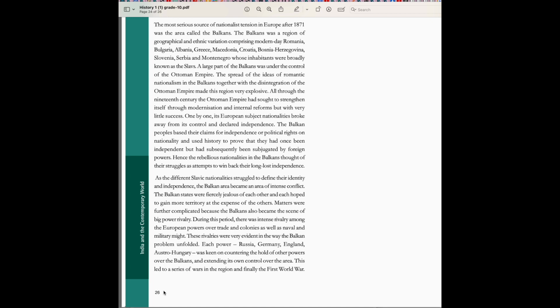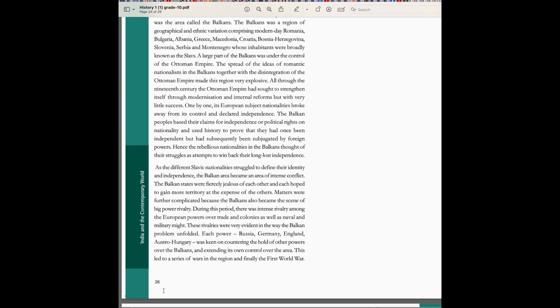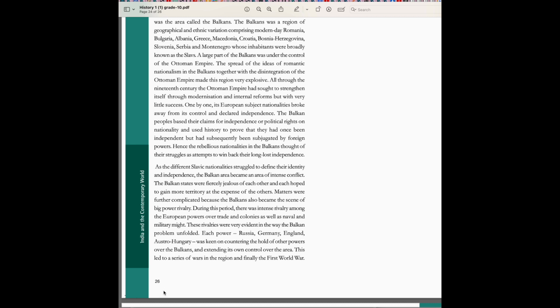During this period, there was intense rivalry among the European powers over trade and colonies as well as naval and military might. These rivalries were very evident in the way the Balkan problem unfolded. Each power, Russia, Germany, England, Austro Hungary, was keen on countering the hold of other powers over the Balkans and extending its own control over the area. This led to a series of wars in the region and finally the First World War.